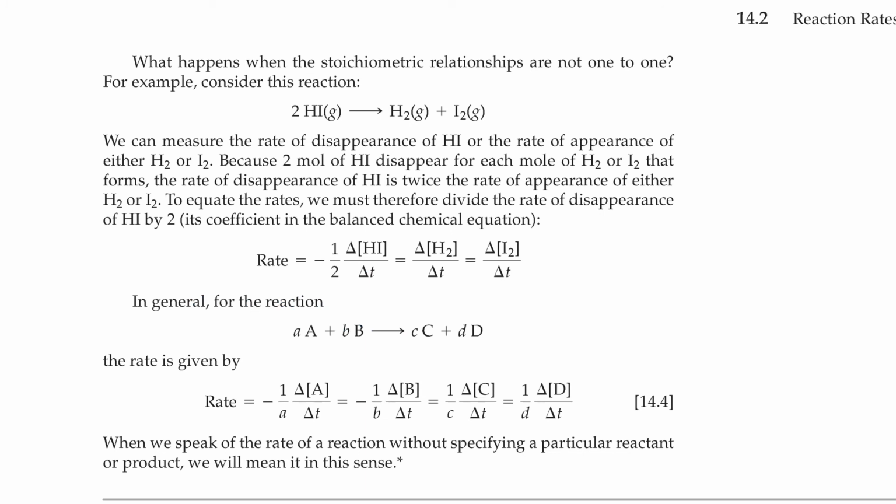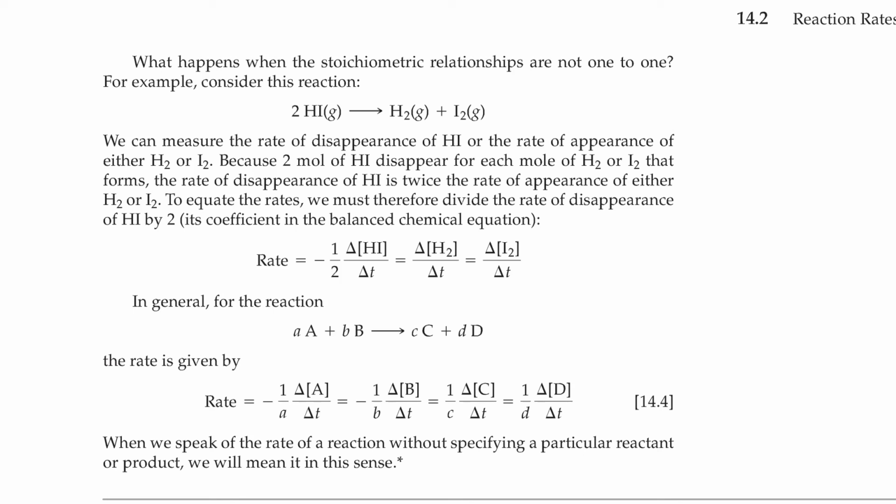What happens when the stoichiometric relationship is not 1-to-1? For example, consider this reaction: 2 moles of hydrogen iodide break apart to form 1 mole of hydrogen gas plus 1 mole of iodine. We can measure the rate of disappearance of hydrogen iodide or the rate of appearance of either hydrogen gas or iodine. Because 2 moles of hydrogen iodide disappear for each mole of hydrogen or iodine that forms, the rate of disappearance of HI is twice the rate of appearance of either H2 or I2.